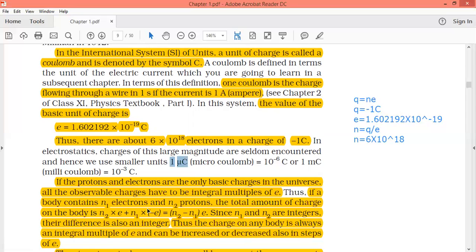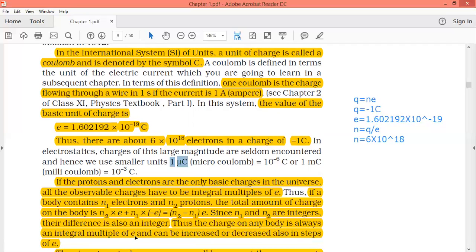The total amount of charge on the body, with n2 protons, is n2 into e, plus n1 electrons, each with charge minus e. For a proton it is plus e. So it will be written as (n2 minus n1) into e. Since n1 and n2 are integers, their difference will also be an integer, maybe positive or negative. Thus, the charge on any body is always an integer multiple of e.